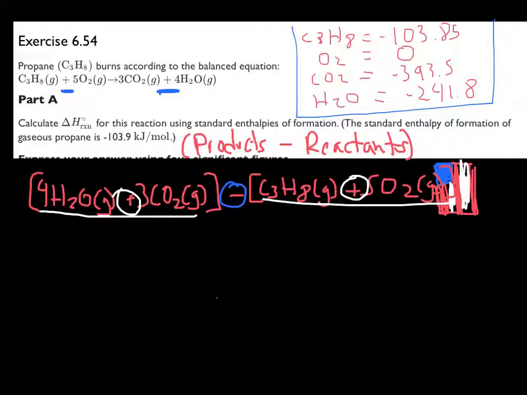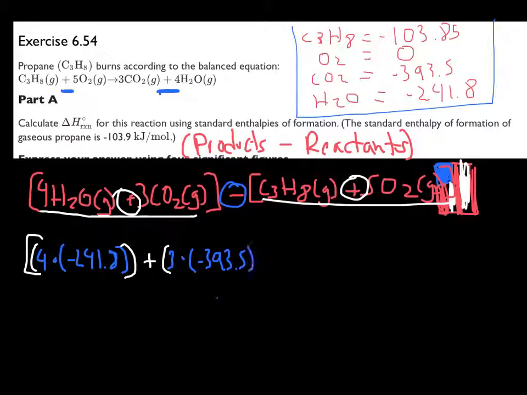We're told that 4H2O gas was negative 241.8, so why don't we just go ahead and plug that in. Now we're going to multiply by what value? 4. So we have parenthesis 4 multiplied by negative 241.8 plus the value of 3 multiplied by CO2, which I told you was negative 393.5. Close bracket. That's the products. Let me just emphasize that real quick.